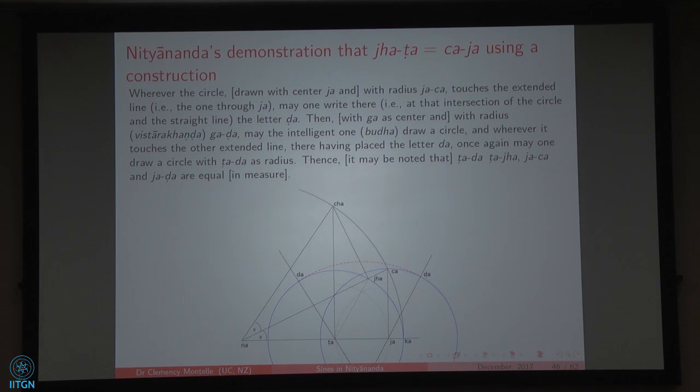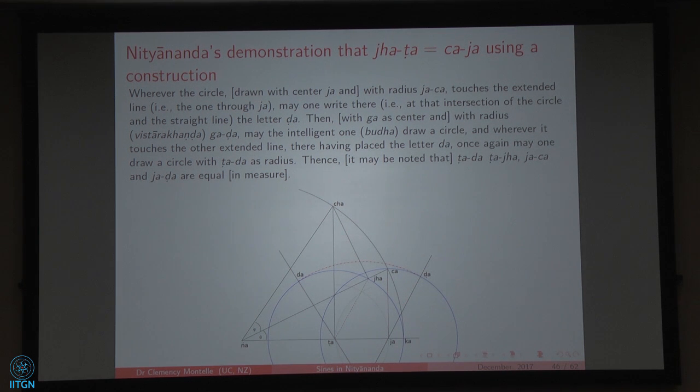This is a blue circle. And similarly on the other side, we draw a circle as well. And the 2 points of intersection of these circles on this line here, we call da, all right? So remember, what we're trying to do here is show that cha, ja, and cha, ta are equivalent. So we're getting there with circles. So now we have a length ja, da.